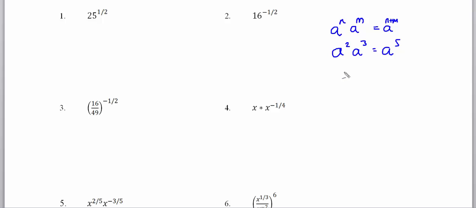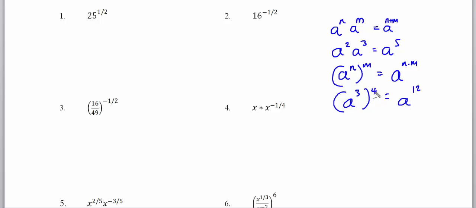If you had a letter like a to the n raised to the m power, then you would multiply these two, so this would be n times m. For that example, if you had a cubed raised to the fourth power, that would be a to the 12th power, because that would be 4 threes, or a3, a3, a3, a3, which is a to the 12th.